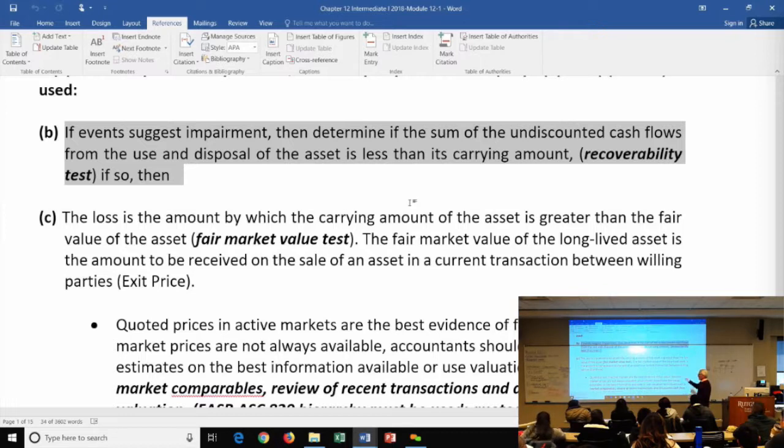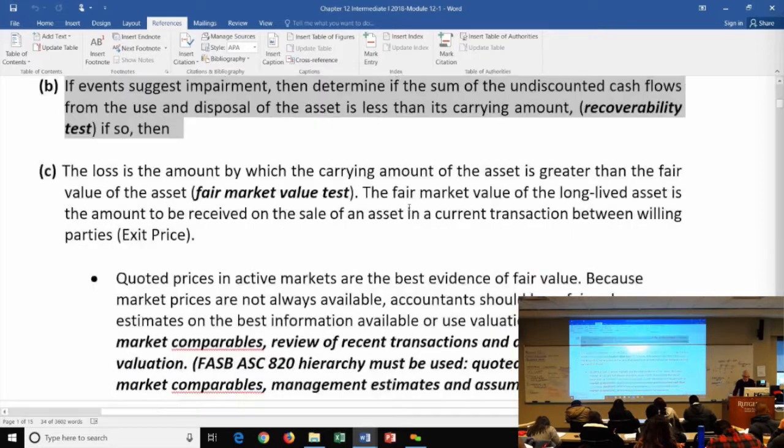So you would have to add up the undiscounted cash flows. If the undiscounted cash flows are greater than the carrying value, there's no impairment. You stop. If the undiscounted cash flows are less than carrying value, then impairment is indicated. And that's known as the recoverability test. If you fail that, then you go to the fair values, and the fair value test should calculate the impairment loss. That's the difference between carrying value and the fair value.